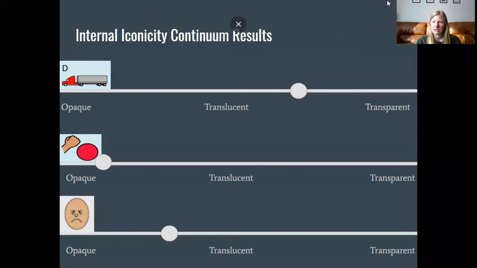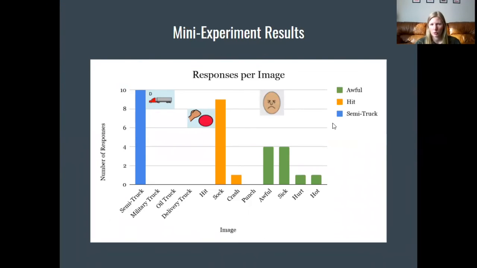Results of our iconicity continuum rated semi-truck, the noun, as much more transparent than either the descriptor or the verb, with hit being the most opaque, especially in comparison to the alternative options that were presented. And these ratings correspond to the results of our experiment that we got as well. 100% of our participants were able to correctly identify semi-truck, whereas 0% were able to correctly select hit. 90% of participants selected sock as an alternative to hit, with an additional 10% choosing crash.